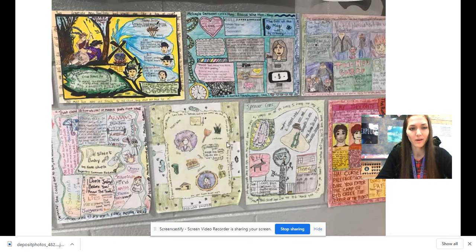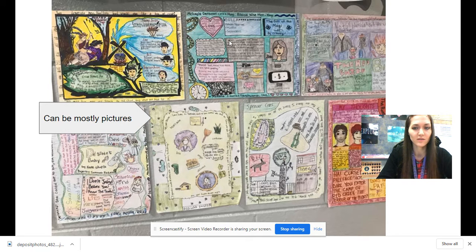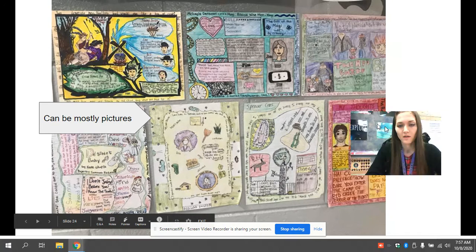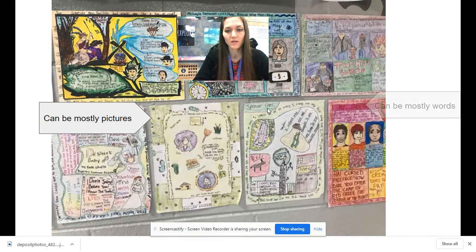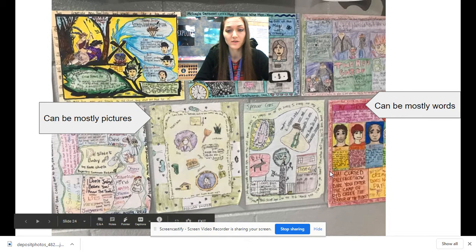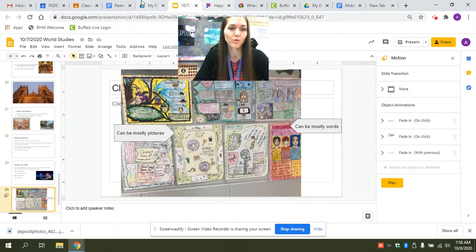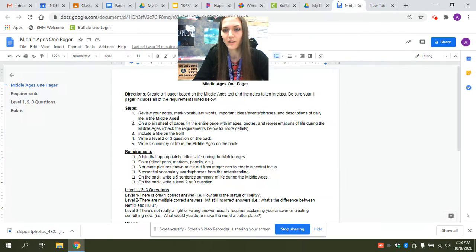So here are some from, I think, either middle school or an elementary school, which kudos to some of these artists if they're in elementary school, right? So your Middle Ages one-pager could be mostly pictures like this one here. It could also be mostly writing or words like this one over here. So it kind of depends on whatever you want to do. Here are those requirements. Go ahead and pull that up.